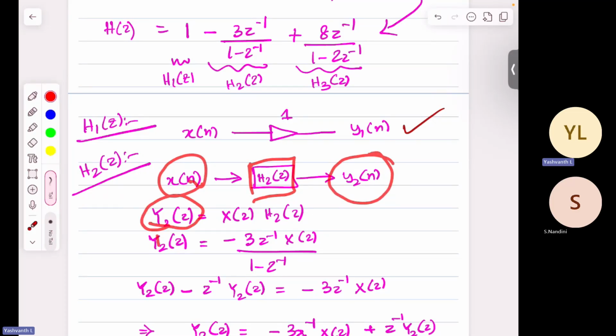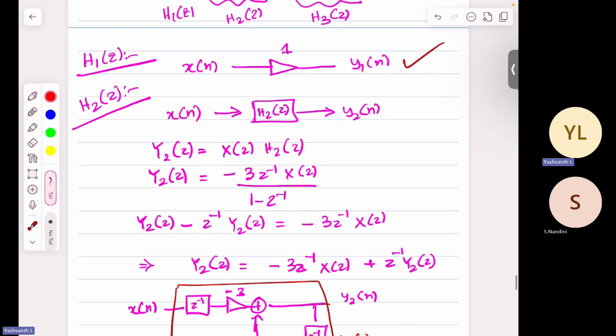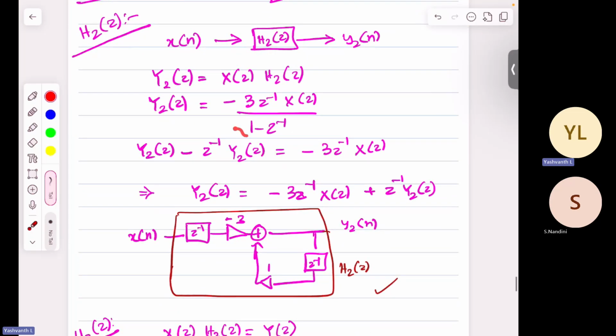That means y2 of z should be equal to x of z into H2 of z. But H2 of z is nothing but minus 3 by 1 minus z inverse. Okay, therefore what you do, you bring this 1 minus z inverse to the left hand side. So it becomes y2 of z minus z inverse into y2 of z. That equals minus 3 times z inverse x of z. Fine. Now bring this minus z inverse y2 of z to the right hand side.